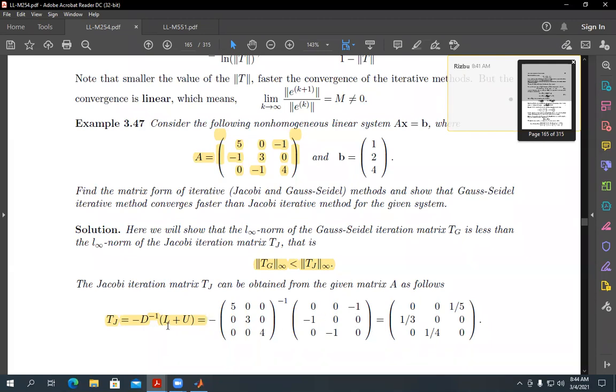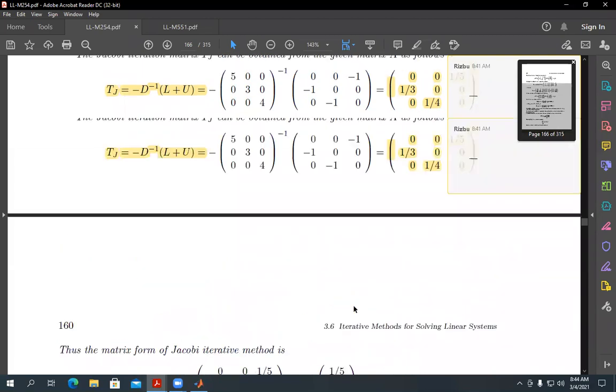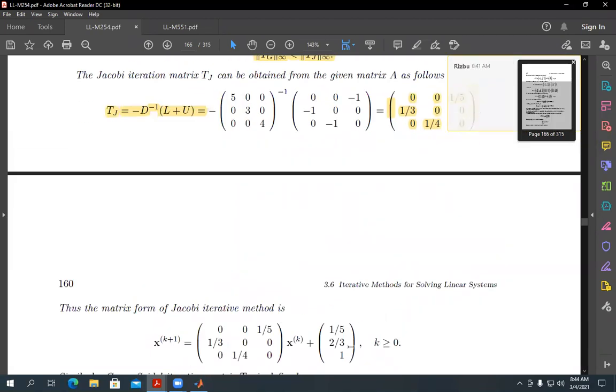And when you multiply, you find the inverse of D. The inverse of D is very simple. The inverse of every diagonal matrix is the reciprocal. What is the inverse of this one? 1 over 5, 1 over 3, 1 over 4. Simply, no need to calculate the inverse. You multiply this together and you get TJ. And you remember the TG matrix here. After finding TJ, you can find TG also, CG and CJ, inshallah.